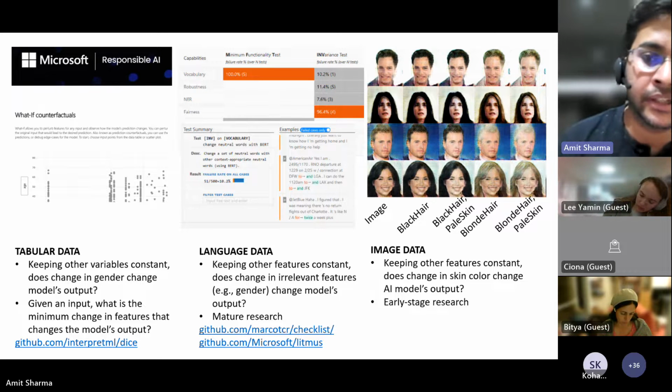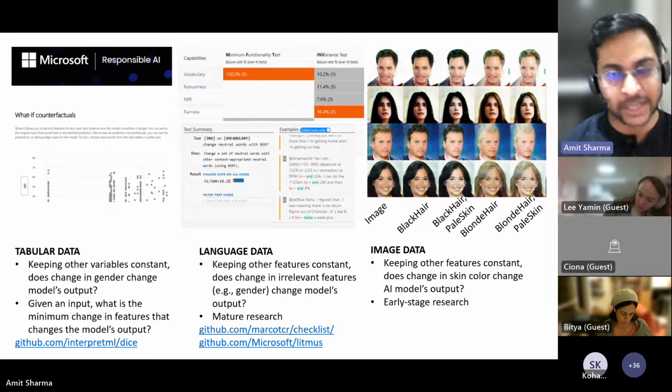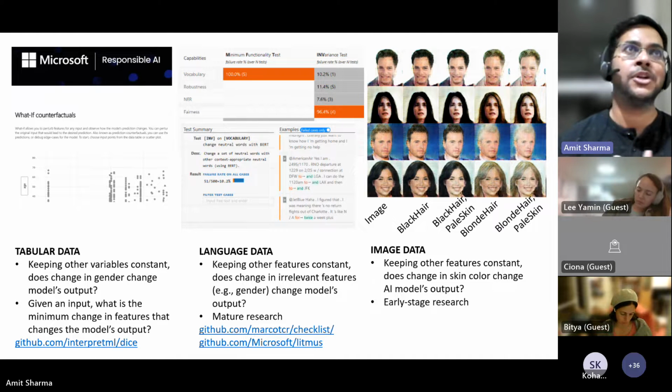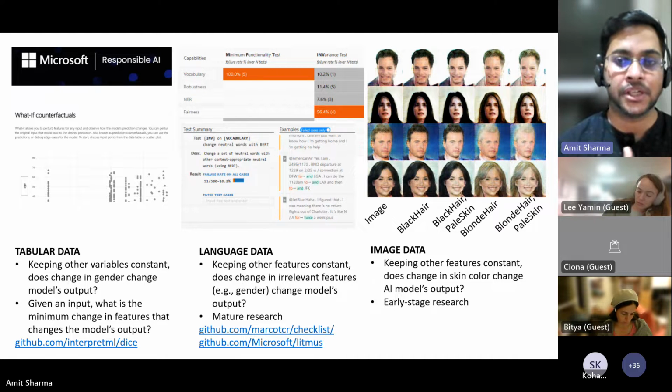And finally, image data, I think, is also interesting because a lot of the data that we get today is images. And so if you can generate image counterfactuals, here generation is the hardest. But if generation is possible, then I think the inferences you can draw are much more meaningful for image data.